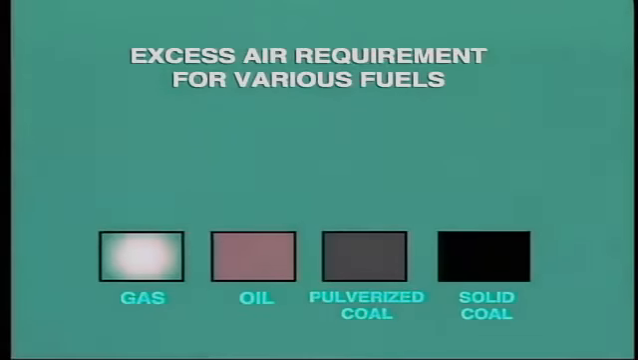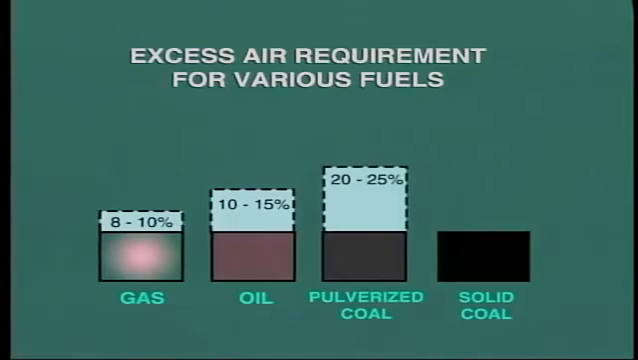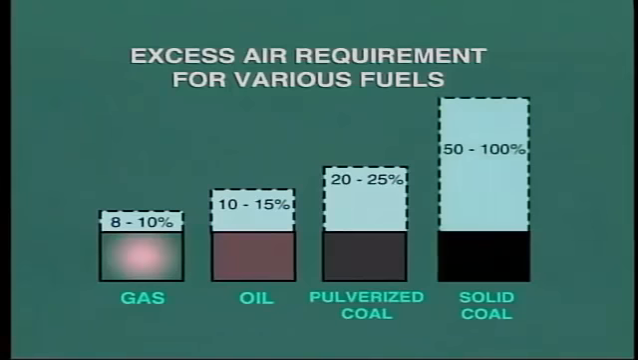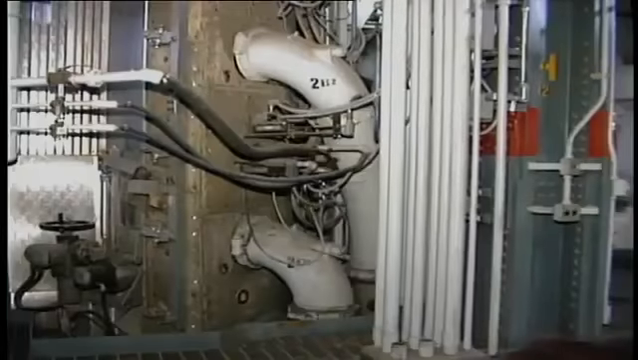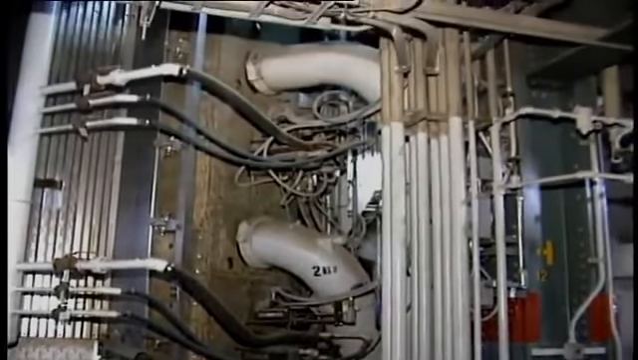Speaking very generally, we may find that natural gas firing requires about 8 to 10% excess air. Fuel oil firing requires 10 to 15%. Pulverized coal will need about 20 to 25% excess air, while solid fuel on a grate may need as much as 50 to 100% excess air. We'll be looking at the different types of burner equipment later in this module.